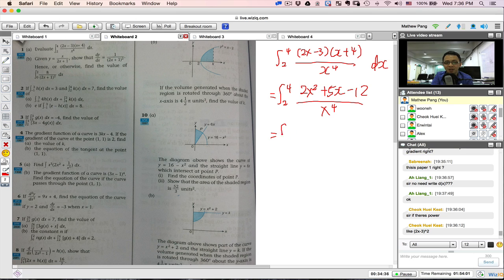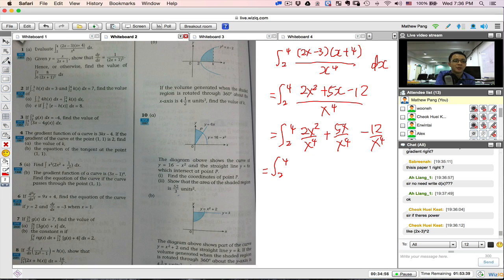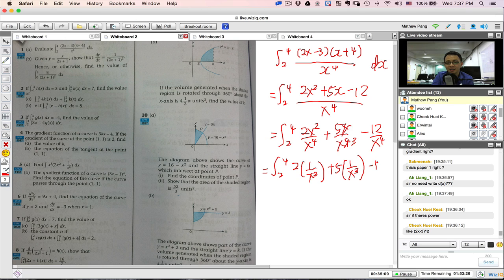Then I just separate the fraction. This one will give me 2x squared over x to the power of 4, plus 5x over x to the power of 4, minus 12 over x to the power of 4. Then I simplify it again, to make it the easier form for me to do the integration. So this one I'm going to call 2 times 1 over x squared. This one is simplified already, I left 3, plus 5 times 1 over x cubed, minus 12 times 1 over x to the power of 4.